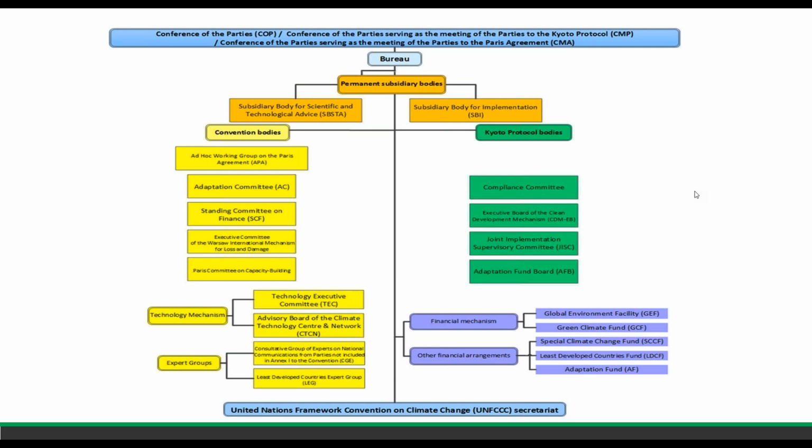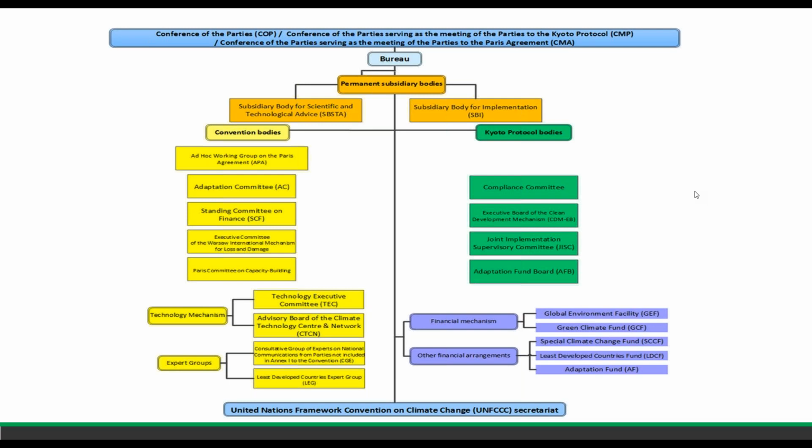There's a technology mechanism which consists of the executive committee as well as the advisory board on the Climate Technology Center network. One important difference between those is the TEC is really an oversight body which is reviewing the technology needs assessments of countries, making recommendations back to the COP itself. The advisory board advises the CTCN itself, and it meets and discusses work.